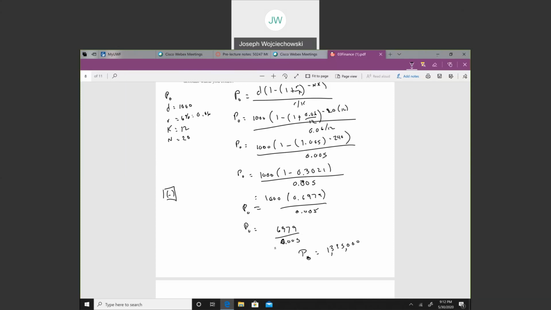Oh, that's because there's a mistake. This should be 0.9, which will take off this 0 here. Got to be careful with the decimal points. And there we go. 139,500.